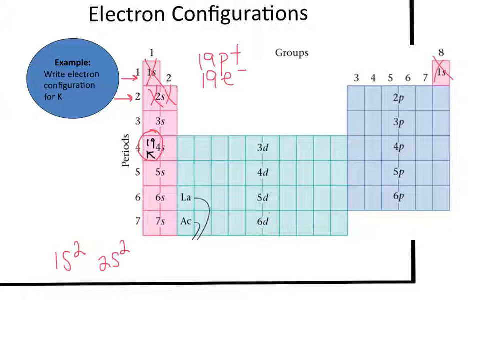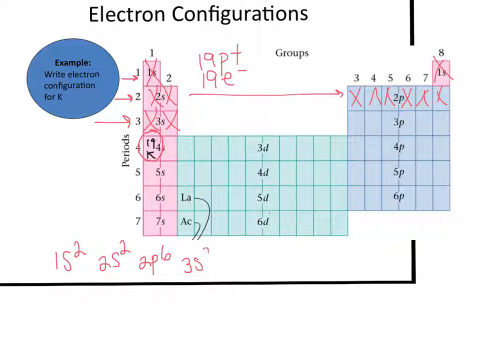That's 2s2. We're going to move over to the P block, and you can see that there is a maximum of 6 electrons in the P block, so that's 2p6. We're now completely filled in the second energy level. We're going to move to the third energy level, where in the S sublevel we can put 2 electrons, that's 3s2. We move over to the 3p block, and we can put in another 6.